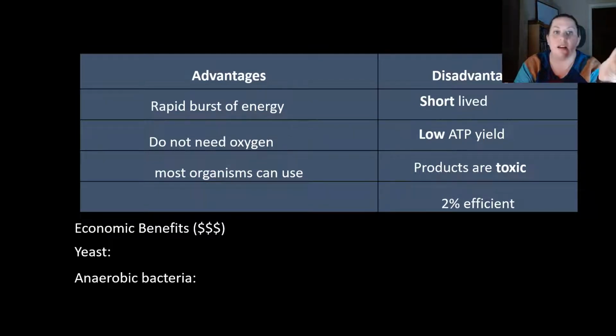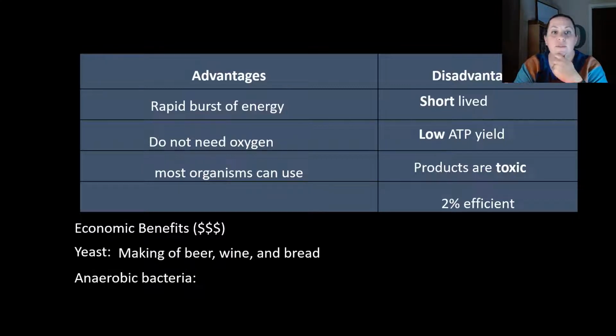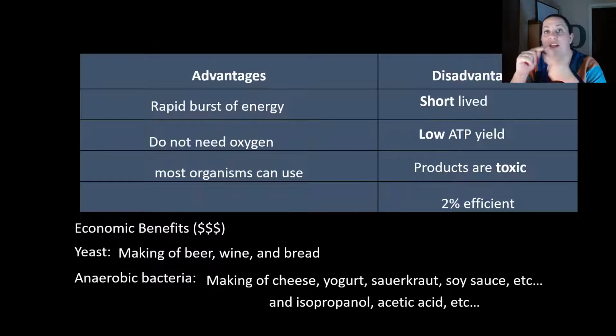Now, there are some economic benefits to this, like when we use it for yeast, because yeast can help us make beer, wine, and bread through this process. And this anaerobic bacteria can also help us make cheese, yogurt, sauerkraut, and soy sauce. Okay, those are types of food, but they also can help us make isopropanol and acetic acid. Okay, and so there are some actual useful things that these processes of anaerobic fermentation can do for us.